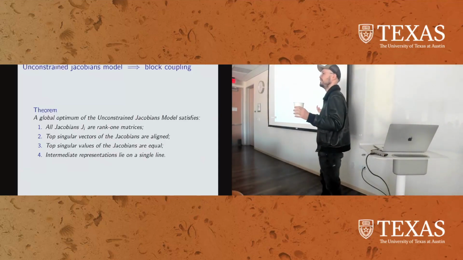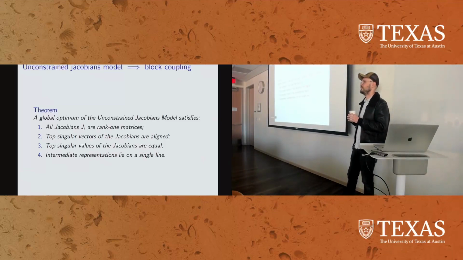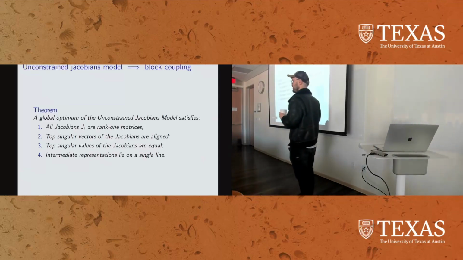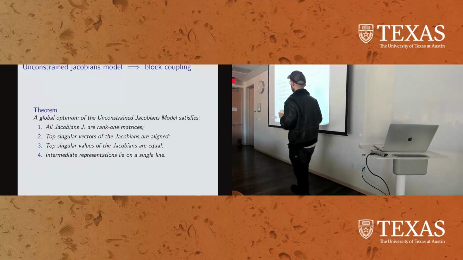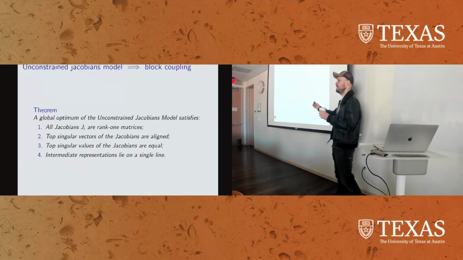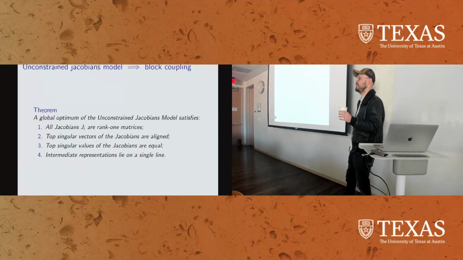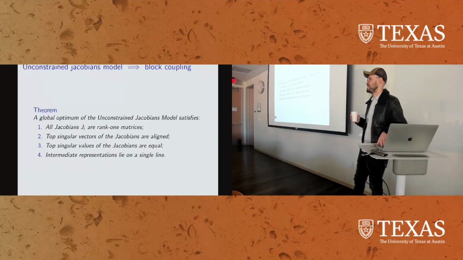Why rank 1? Yeah, why rank 1? One data point, and also the fact that the number of classes is 2, so you get 2 minus 1, which is 1. But yeah, it's also the fact that you have one data point. The second claim is that the top singular vectors of the Jacobians are all aligned, and that's basically saying that we're able to formalize coupling. The top singular values of the Jacobians are equal, and the intermediate representations lie on a single line. And so effectively, you're able to encapsulate the properties I've presented to you. It's just that it's in this super contrived setting of a single data point, binary classification, and optimization over Jacobians.